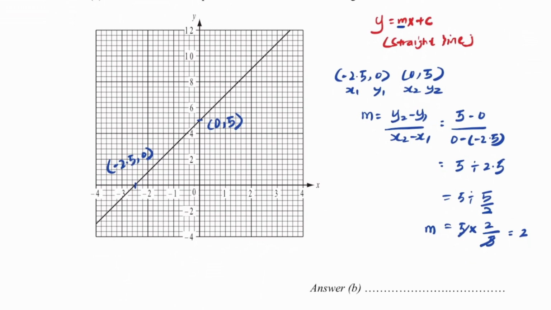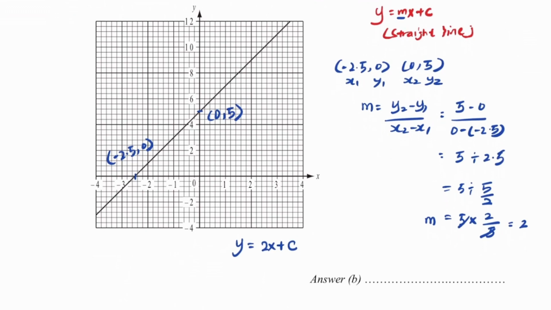Then your equation after you substitute the gradient will be y equal to 2x plus c. This c you don't need to substitute back in the value because the y-intercept is obviously just 5. So c is equal to 5. Okay? y is equal to 2x plus 5. That is your final equation. Okay.